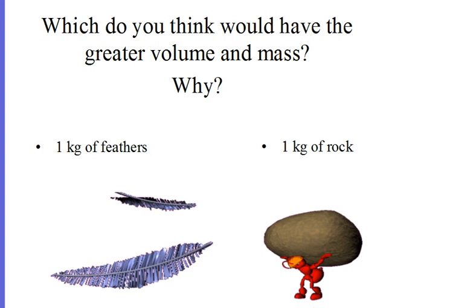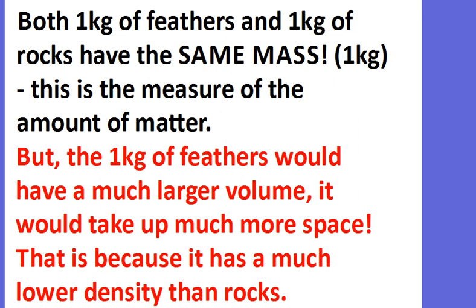So a question for you, which do you think would have a greater volume and mass, and why? Think about that for a second. Would it be 1 kilogram of feathers or 1 kilogram of rock? Hopefully you got that both of them would have the same amount of mass. A kilogram is a kilogram. It's a measure of how much stuff there is, how much matter there is. So for both feathers and a rock, it would be the same amount of mass.